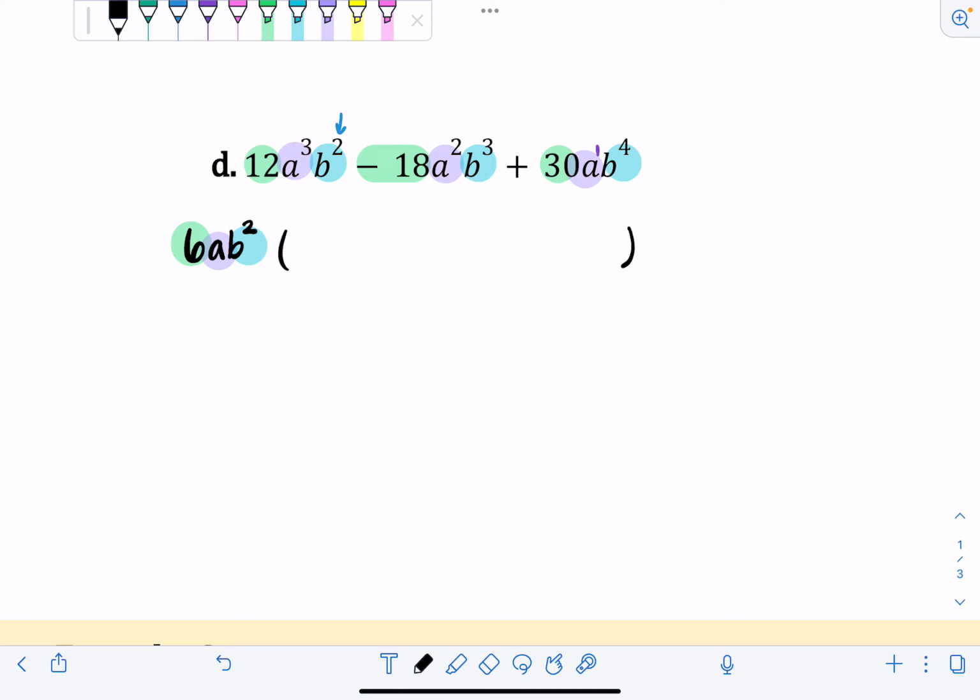Another way to find mistakes is if your problem started with, this problem started with 1, 2, 3 terms. That means when you finish your problem, you should still have 1, 2, 3 terms inside the parentheses. Even if one of the original terms was your exact GCF, if you divide something by itself, you're left with 1, not 0. So you should always have the same amount of terms left inside the parentheses after factoring out the GCF.